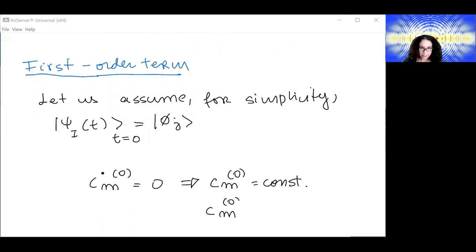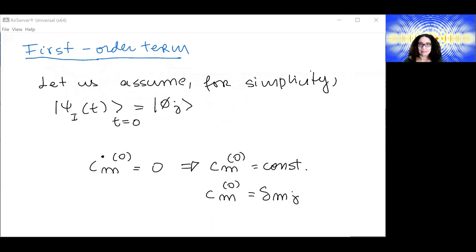Cm0 is delta mj, because if you are in a state that is not phi j, your amplitude to zeroth order is going to be 0. It has to be 0. Now, this assumption is something we're making to derive this, but it allows you some flexibility. For instance, you could consider that your system is initially in a coherent superposition, depending on the problem that you are going to take care of. But we are going to stick with that for now.